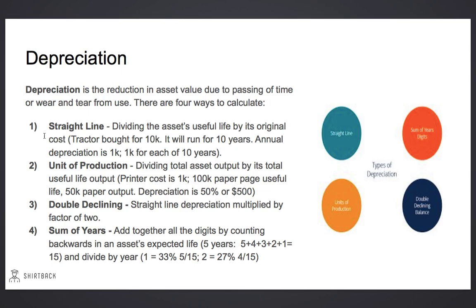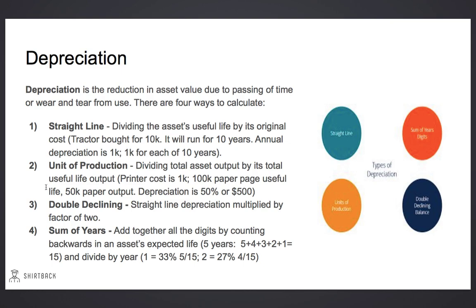Straight line depreciation is when we divide the asset's useful life by its original cost. Let's take an example. We buy a tractor for $10,000, and the tractor is expected to run for 10 years. In straight line depreciation, we will have an annual depreciation of $1,000. We take $1,000 for each of the 10 years of the tractor's life.